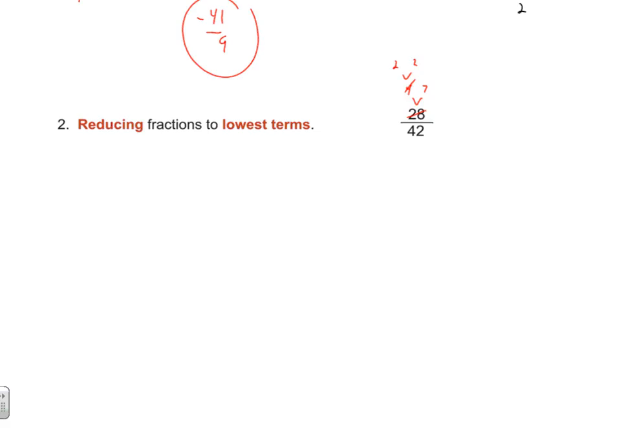Let's do our 42 on the bottom. What's a 42? A 6 times 7. What's a 6? A 2 times 3. Now I'm looking to divide common factors. 2 on the top, 2 on the bottom, divide them out. 7 on the top, 7 on the bottom, divide them out. That's it. No other common factors. What's left? 2 on the top, 3 on the bottom, and away you go.